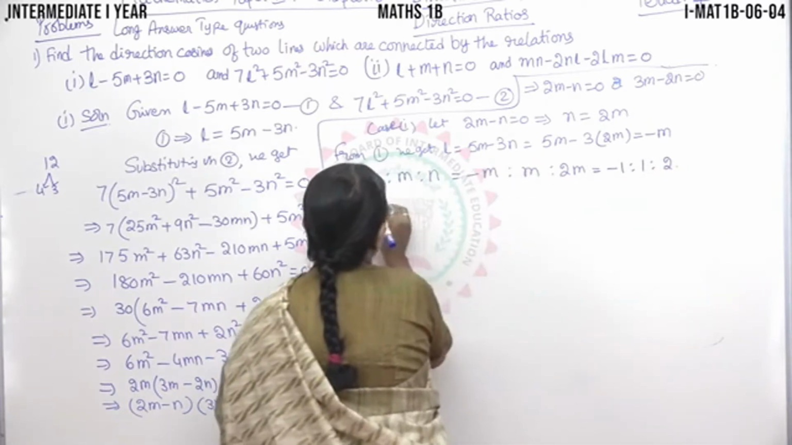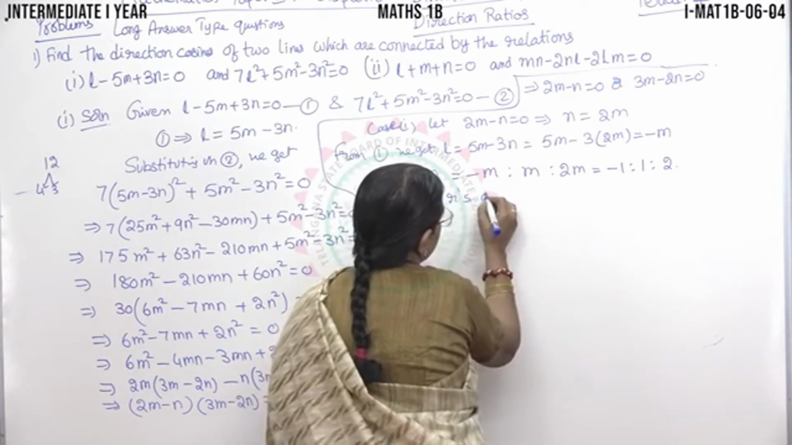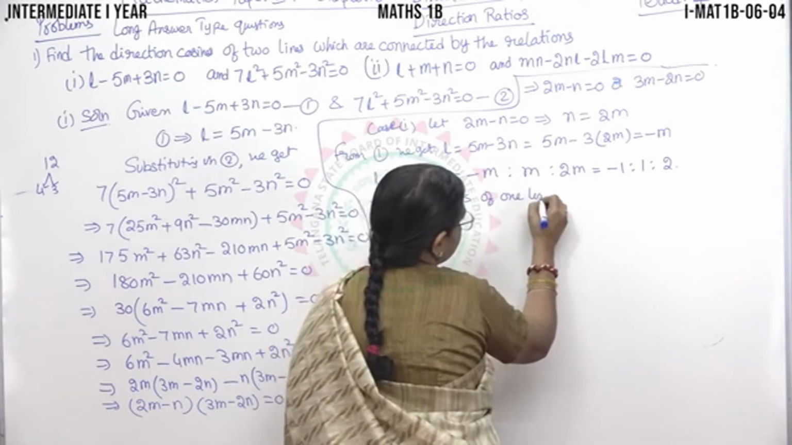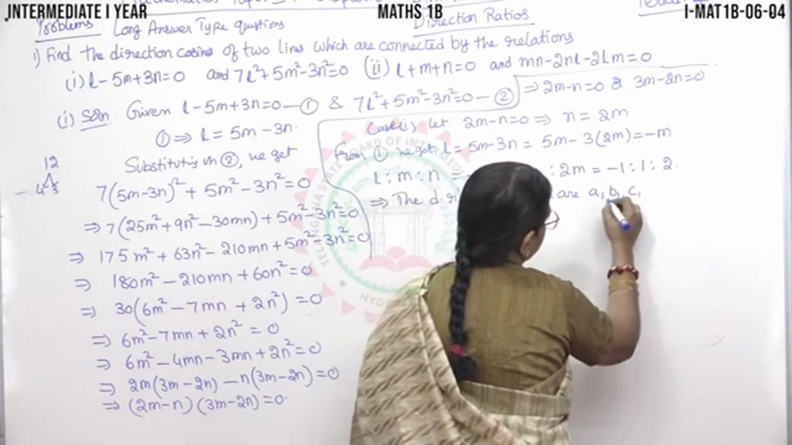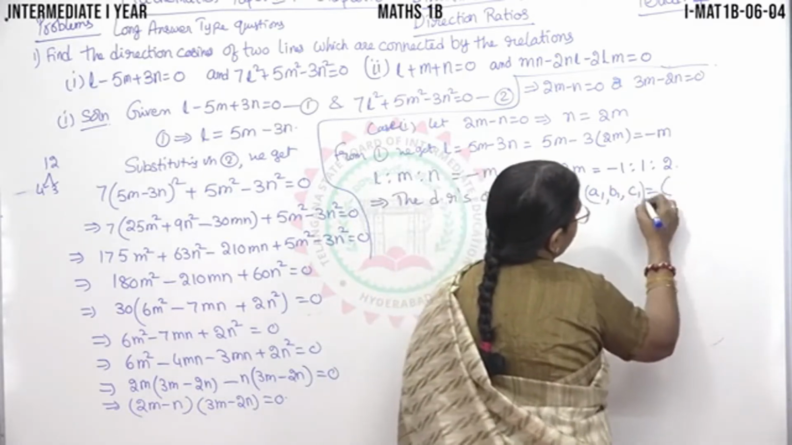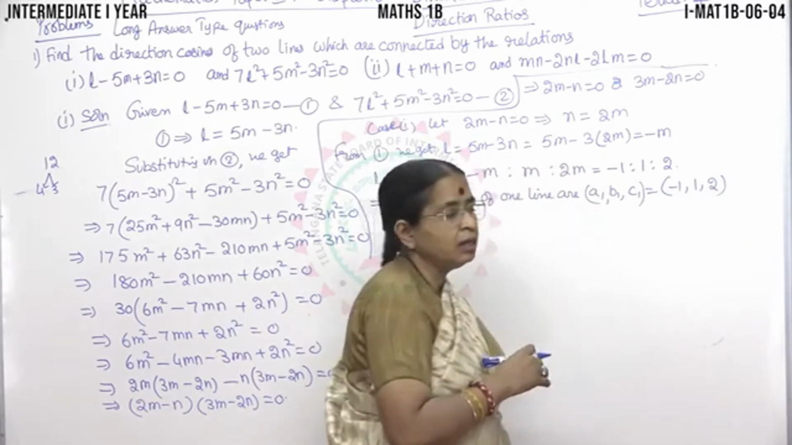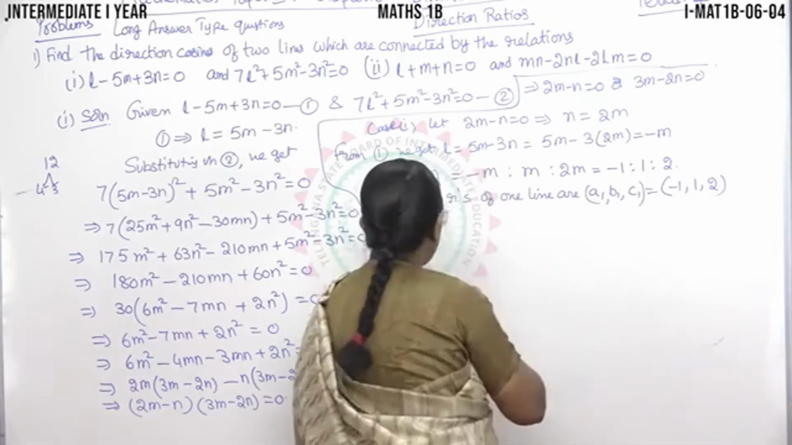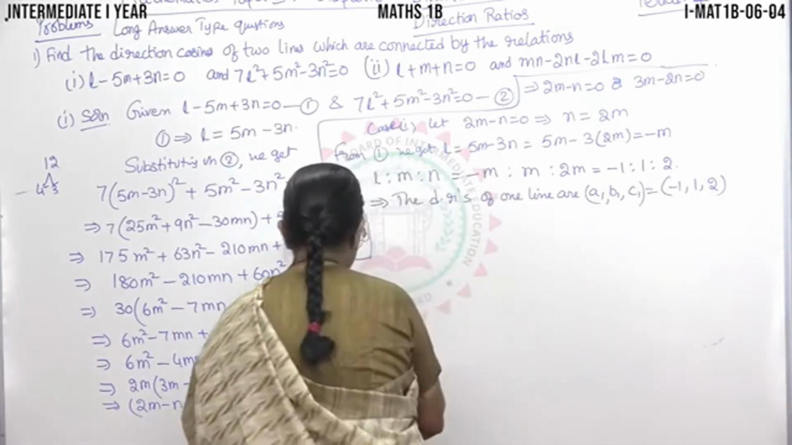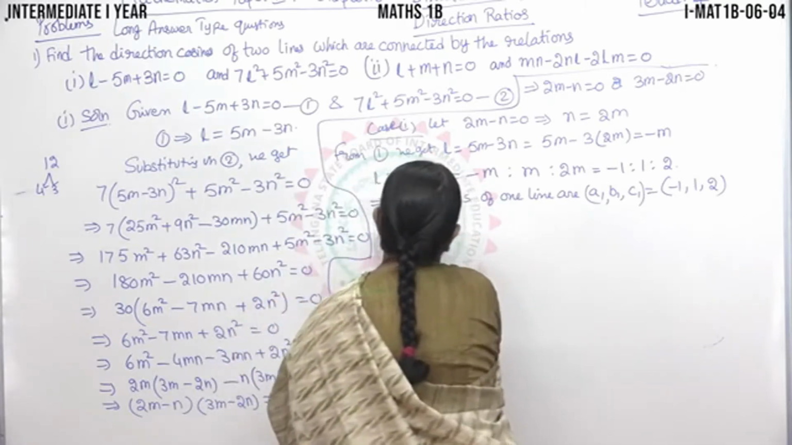So after writing like this, therefore the direction ratios, the DRs of one line, a1, b1, c1, are minus 1, 1, 2. You can just write the ratio values like this. They become the direction ratios of one line. Okay, this is case 1. Now you take case 2.